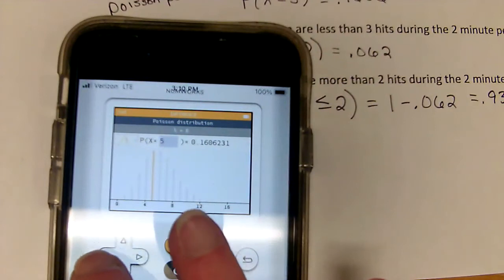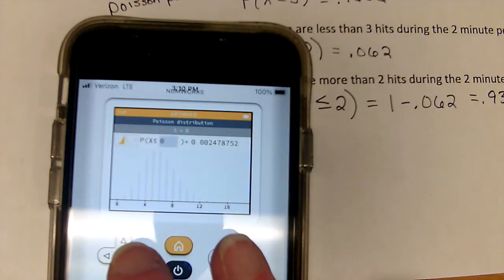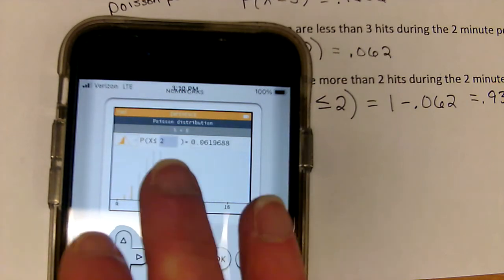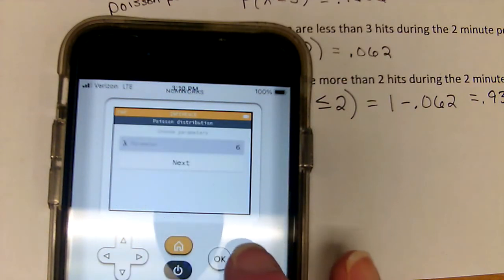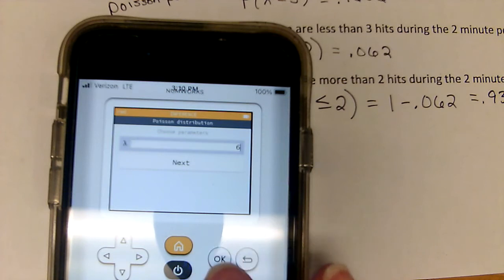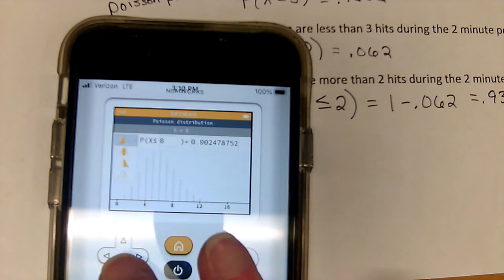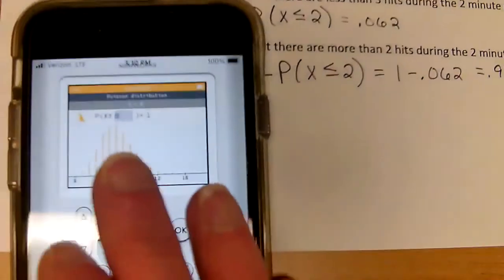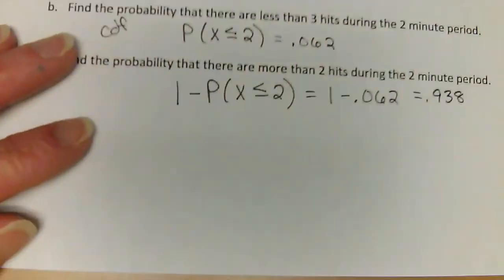Less than or equal to 2. Less than or equal to is that one. And we got the same answer. Whoops, I didn't mean to go backwards. Okay. This one is nice that I can actually do it greater than. So more than 2 would be 3 or more. And that gives me 0.938, which is what we got there.